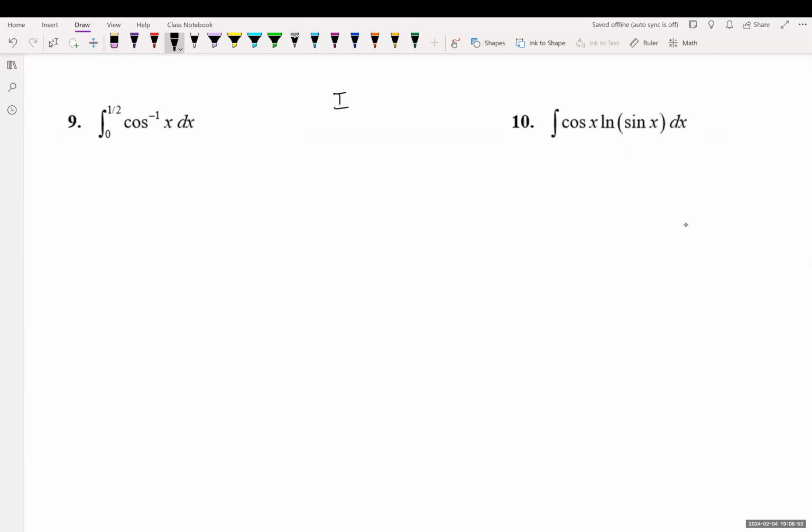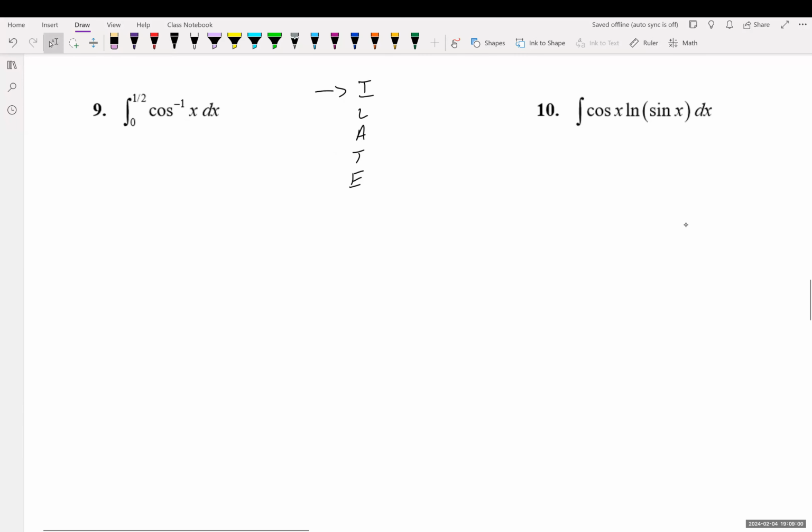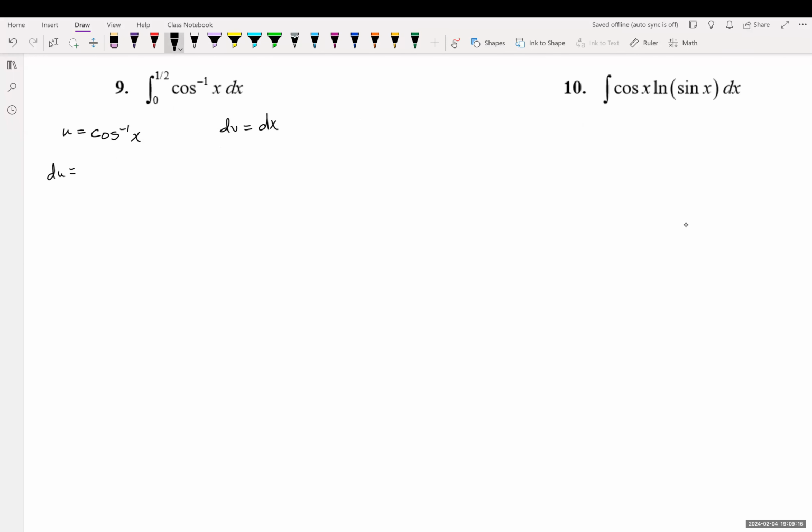Okay, again, thinking about ILATE. Immediately, we have an inverse function. So that's what we're going to let u be. So u is equal to the cosine inverse of x. That means that dv is equal to dx. Taking a derivative, du is going to be negative 1 over the square root of 1 minus x squared dx, and here we have v is equal to x.